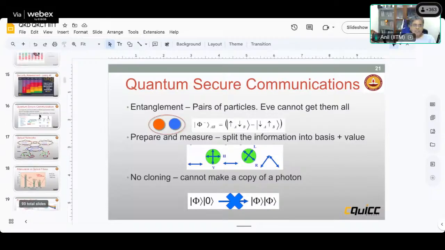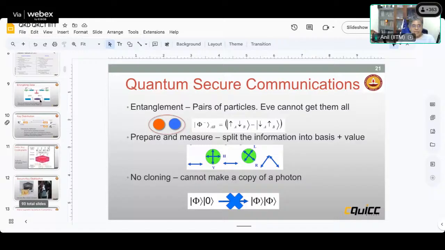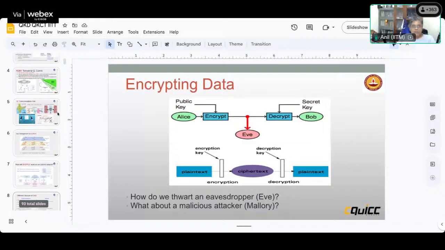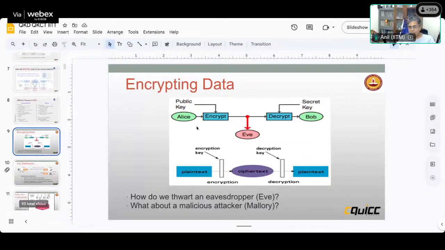Where is all this being used is the question, right? So let me back up a little bit and say that the primary use for all of this is encrypting data. Okay. We want to keep our data secure. Why do we want to keep our data secure? We want to keep it secure because we are afraid a quantum computer will come and we will not be able to safeguard our private data.